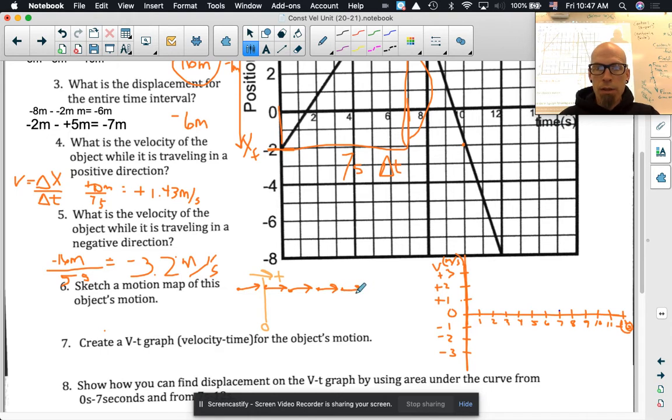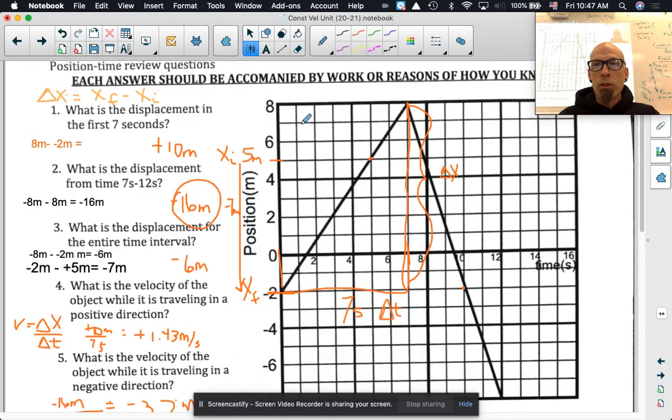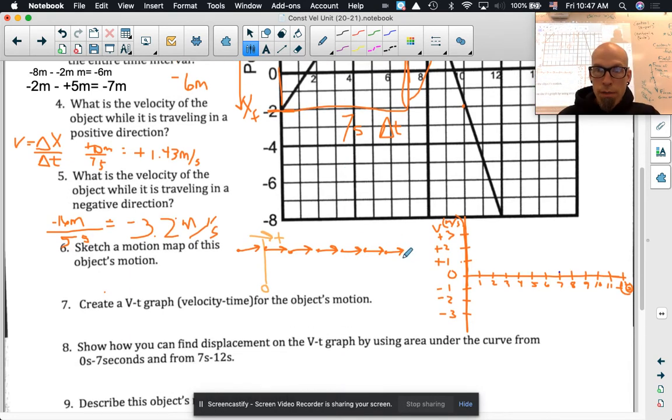Where am I at? 5, 6, and 7. Almost hit my velocity time graph. Then what happens? Turns around, goes in a negative direction. Faster. Not just a little faster, more than twice as fast. Do you see that 1.43 and 3.2? That's more than twice as fast as this. It's just the other way.